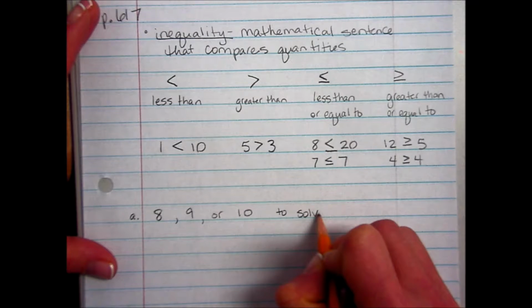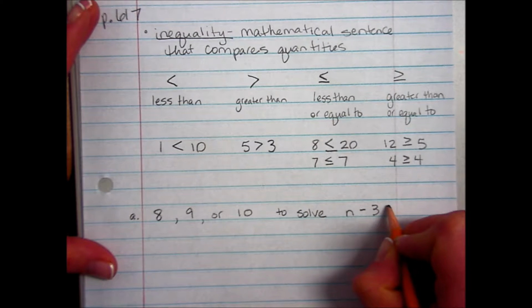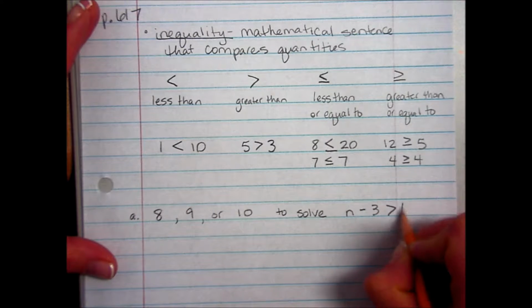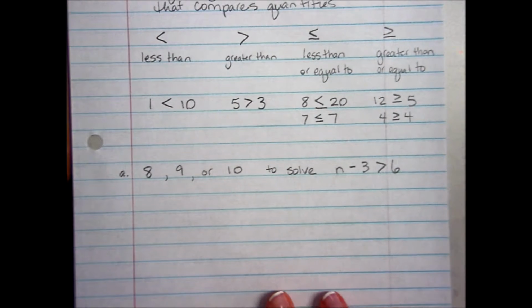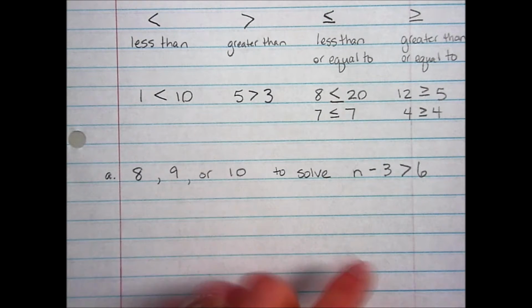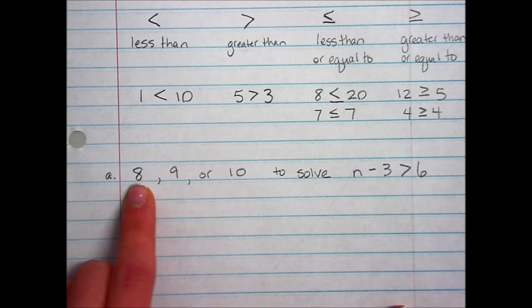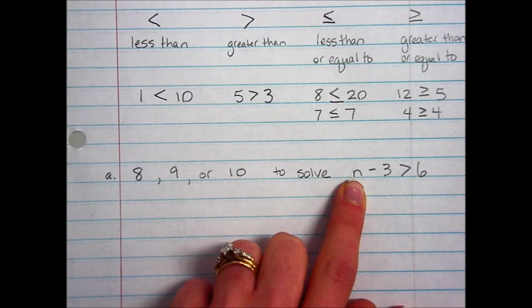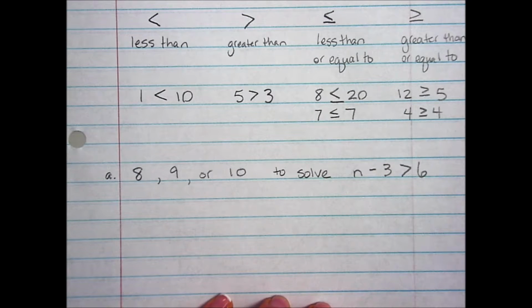To solve the inequality n minus 3 is greater than 6. So I have 3 numbers to choose from. 8, 9, or 10 will be the answer to solve this. Because they give us 3 choices, you could take each one, plug it in, and then compare to see. All right, but let me show you what to do to find the answer, because every time you won't be given 3 choices.